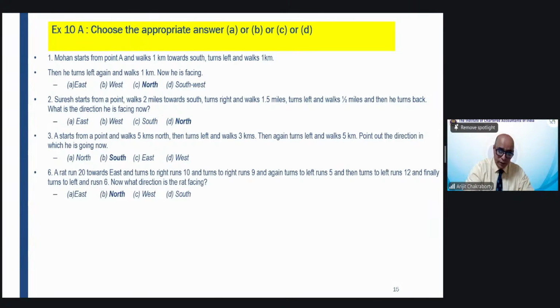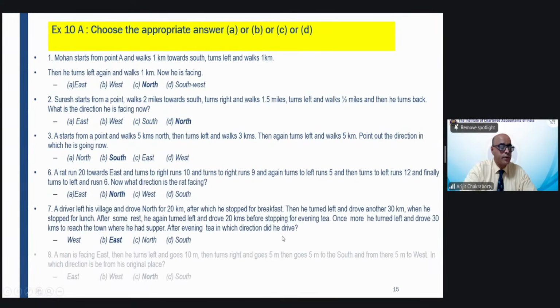So first is east, 20, turns to the right, 10. Okay, again right. Okay, fine. Now it is facing western side. Runs for 9, again turns to left. Turns to the left. Now south 5 and again turns to left. Okay. And finally turns to left. Yes. And runs for 6. Yes. North. Just check. Yes, north. Okay. So multiple turns are there. Question number 6. Multiple turns. So it is north.